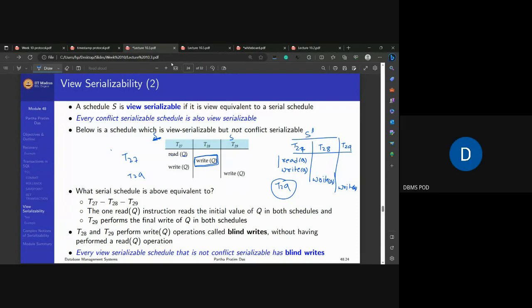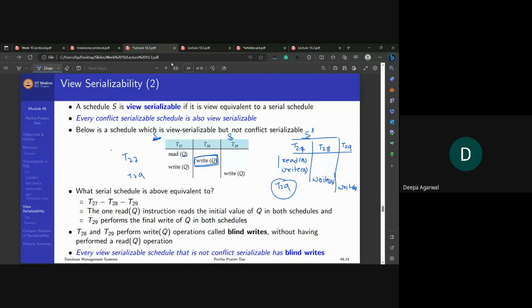You can see that S and S dash are view equivalent to each other, correct? Yes, sir. Then S dash is a serial schedule: we can write T27, then T28, then T29, correct? But sir, I am asking for T28, then T27, and then T29, because the third condition is fulfilled by T29.